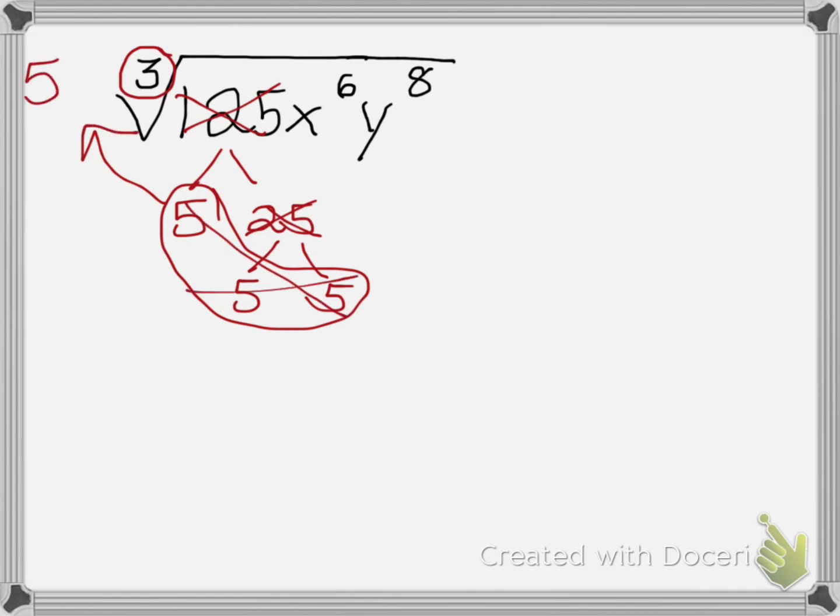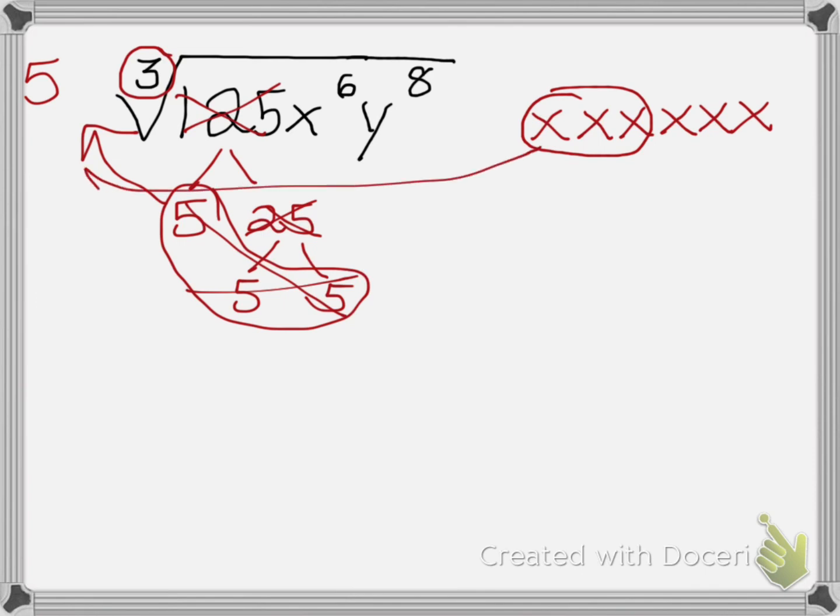Okay, we don't have any more numbers to break down, but we now have variables. So x to the power of 6 is technically x multiplied to itself 6 times. And remember, I said 3 of the same thing. Well, I have 3 x's, so I can take one x out. I also have another set of 3 x's, so I can take another x out.